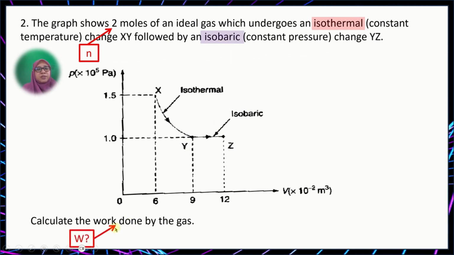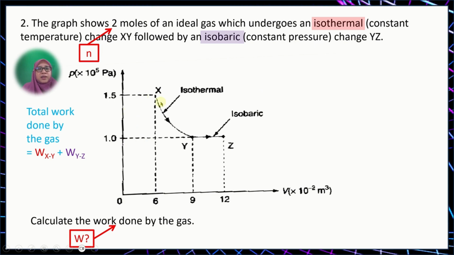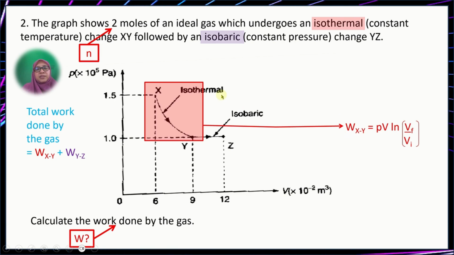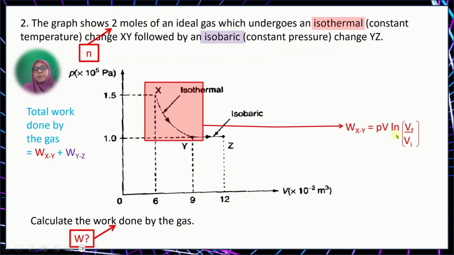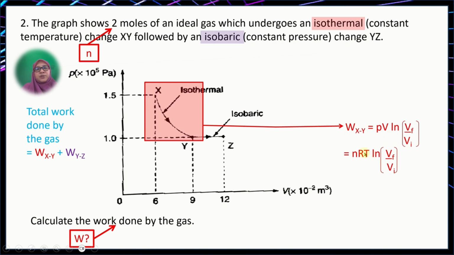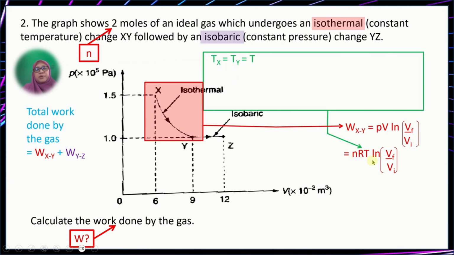For isothermal first, X to Y. Because this is isothermal, we use the formula with ln. Work XY equals PV ln VF over VI. PV is also equal to nRT. So we can substitute n the number of moles, R 8.31, and the temperature. The temperature is not given, but we can find it because the temperature is constant. That means the temperature at X equals the temperature at Y.